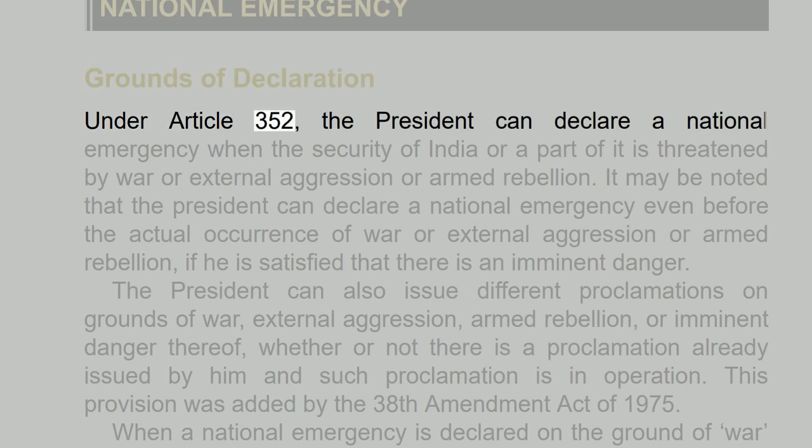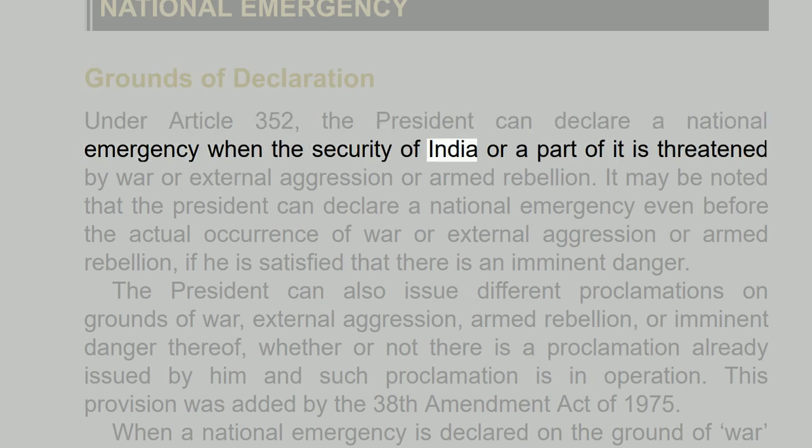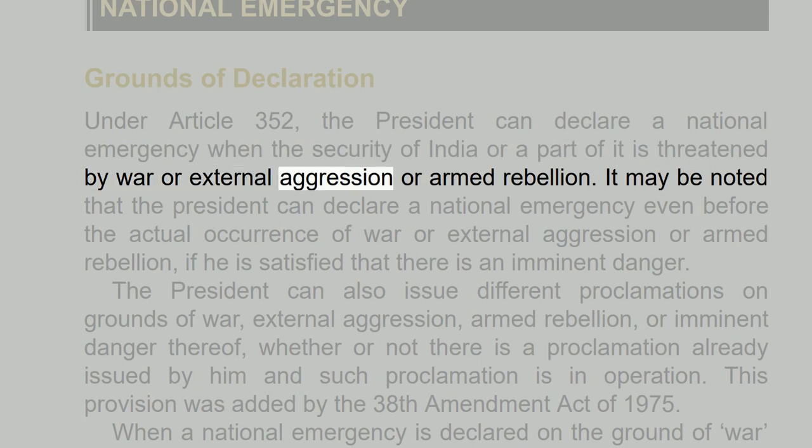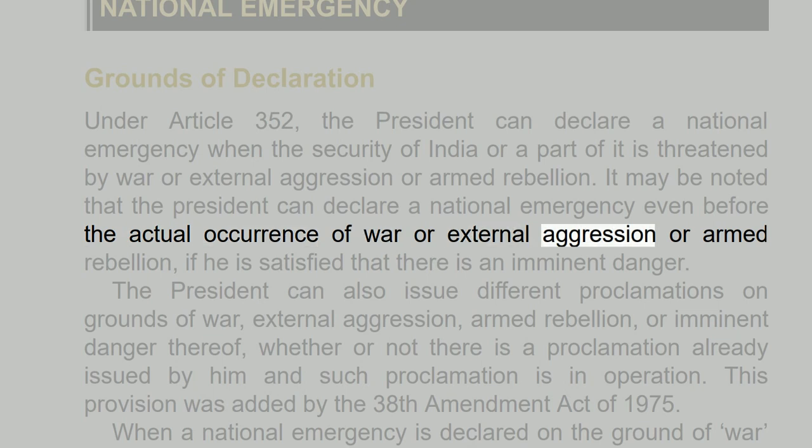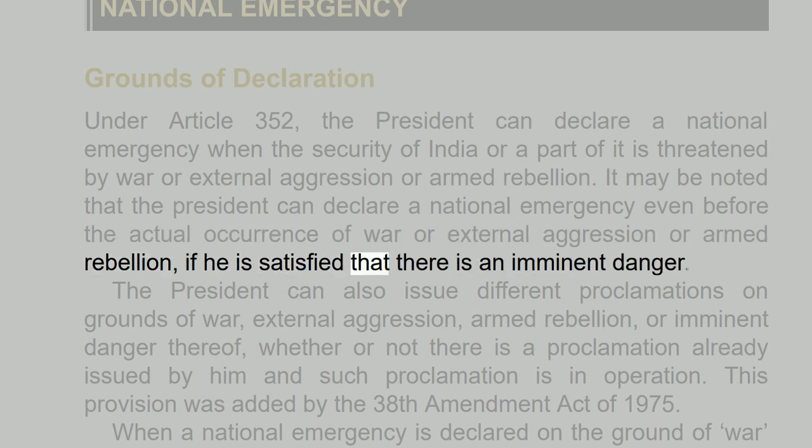National emergency. Grounds of declaration. Under Article 352, the President can declare a national emergency when the security of India or a part of it is threatened by war or external aggression or armed rebellion. It may be noted that the President can declare a national emergency even before the actual occurrence of war or external aggression or armed rebellion, if he is satisfied that there is an imminent danger.